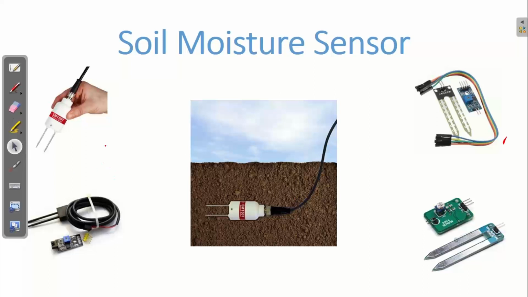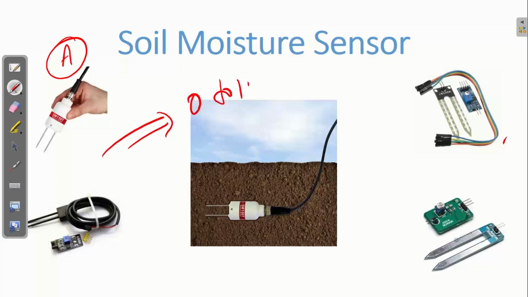Now, these sensors are generally analog in nature. If a sensor is analog in nature, it will generate values ranging from 0 to 1023. If you remember, I have taught you a topic called ADC, analog to digital converter. So generally these sensors generate ADC values ranging from 0 to 1023.